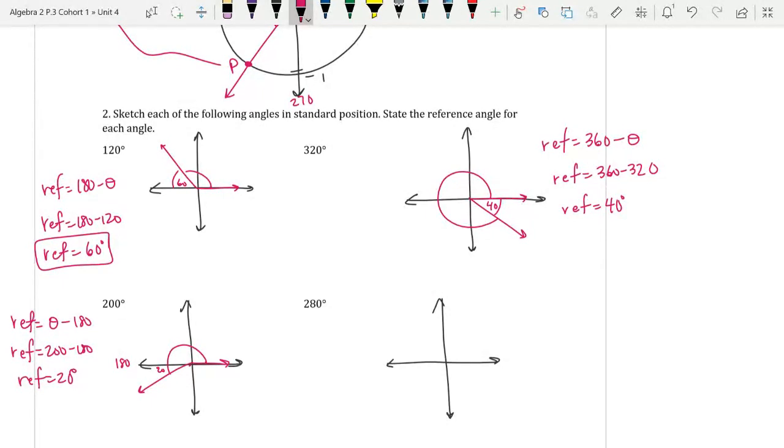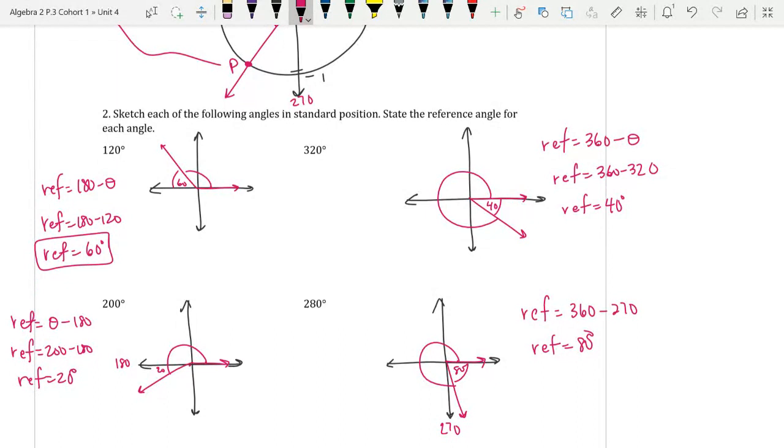280 is somewhere in quadrant 4, really close to 270 if you think this is 270. So here's your terminating ray. And we're going to come around and be close to 270 like that. The rule for quadrant 4, we just did above, so the reference angle is going to be 360 minus 280. So the reference angle here is 80 degrees. That's this big reference angle here.